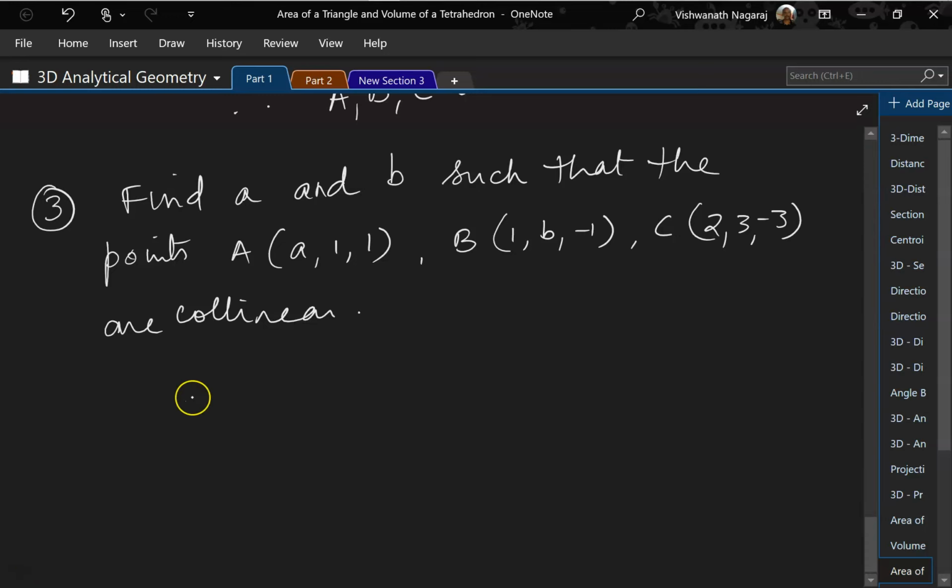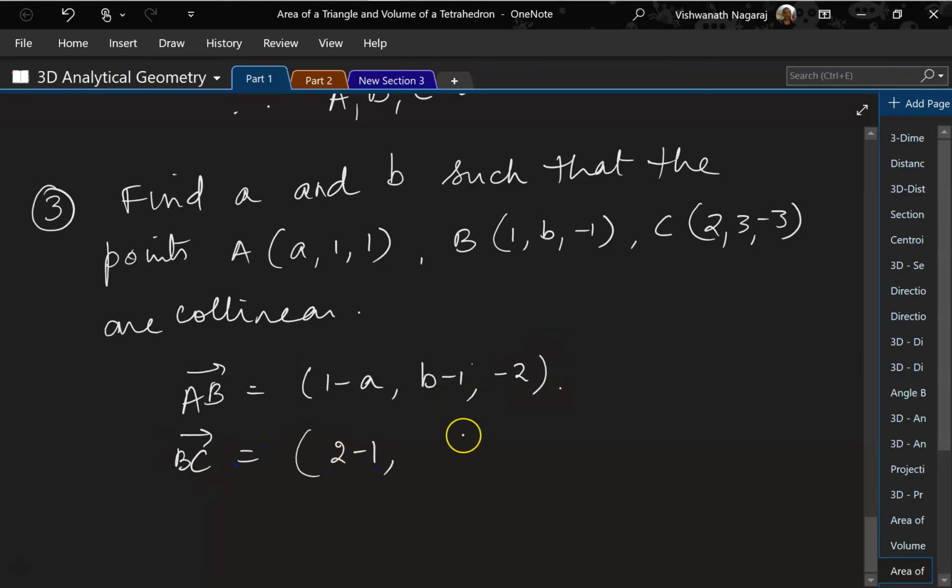Okay. Now AB is equal to 1 minus a, b minus 1, and minus 1 minus 1, that is minus 2. Okay. BC is equal to 2 minus 1, so let's write 1 itself. 2 minus 1, 1. 3 minus b. Minus 3 minus minus 1, that is minus 3 plus 1, is minus 2.